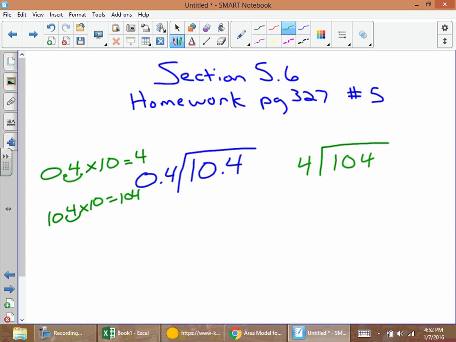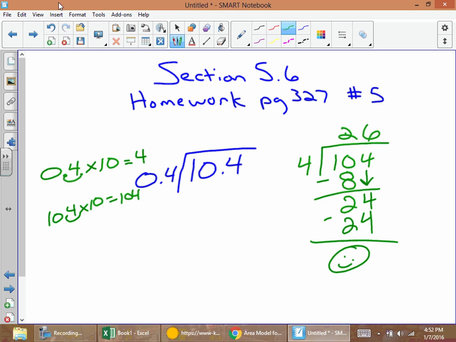Now we can easily do our problem, correct? We just go in like we normally do. 4 goes into 10 2 times. Then we multiply 2 times 4, and we have 8. Then we subtract, so we have 2. Is 2 smaller than 4? Yes, it is. So we bring down, draw your arrow right there. Now we have 4 goes into 24. 4 goes into 24 6 times. 6 times 4 is 24. We subtract them, and we have 0. So there's our answer, 26. 10.4 divided by 0.4 is 26.